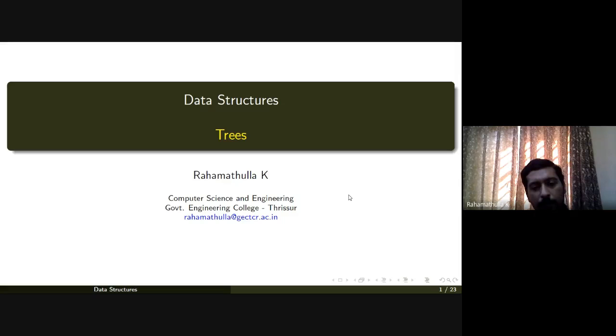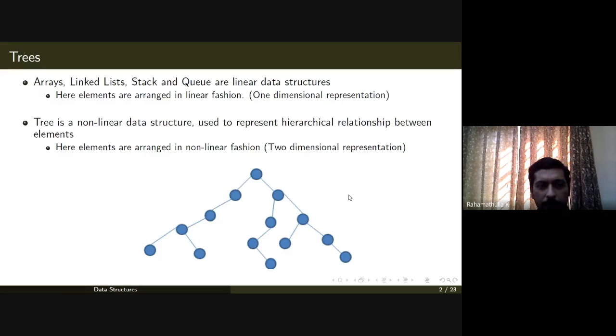Okay, so this week we'll be discussing tree data structures. In the previous lectures, we have been discussing linear data structures like arrays, linked lists, stacks, queues, etc. Here the elements are arranged in a linear fashion, a one-dimensional representation of data. So this week and the next week we'll be talking about trees and graphs, which are non-linear data structures which we use to represent hierarchical relationships between elements.